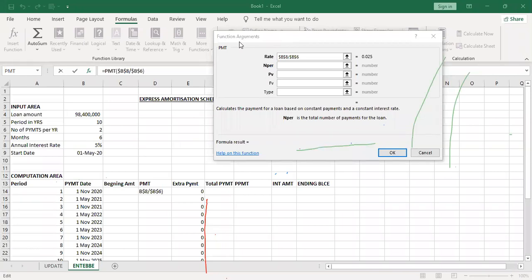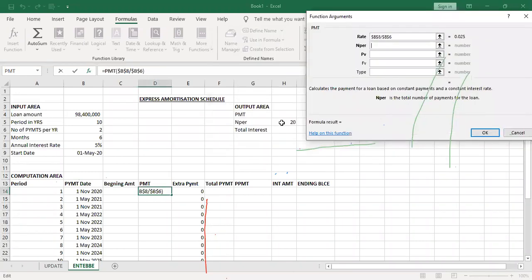Nper is the total number of periods. So click on Nper here, then click on 20, and then press Fn F4 to fix it. And then you go to PV. PV is the present value, and our present value is the loan amount. So you click on PV, and then you click on the loan amount, and you fix it also with Fn F4. Now future value, we need a zero, and the type. So you leave those two cells blank.